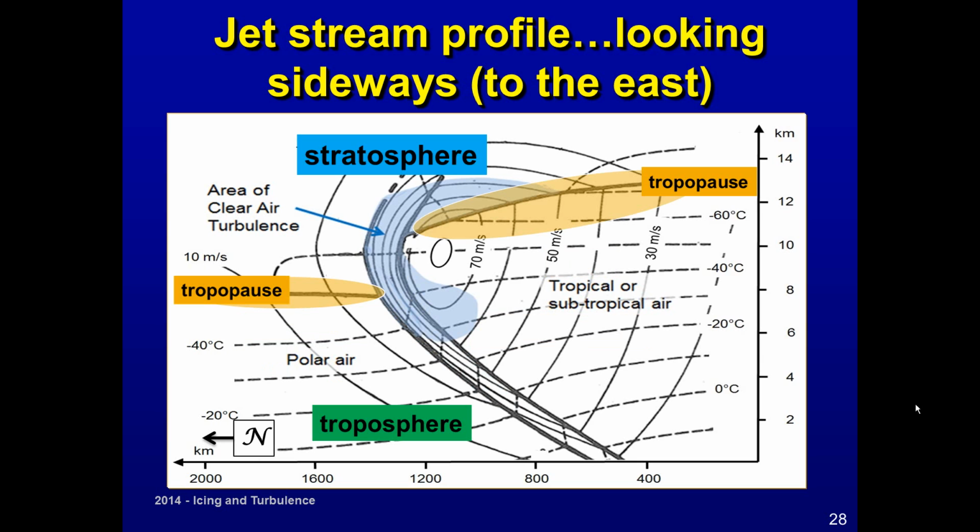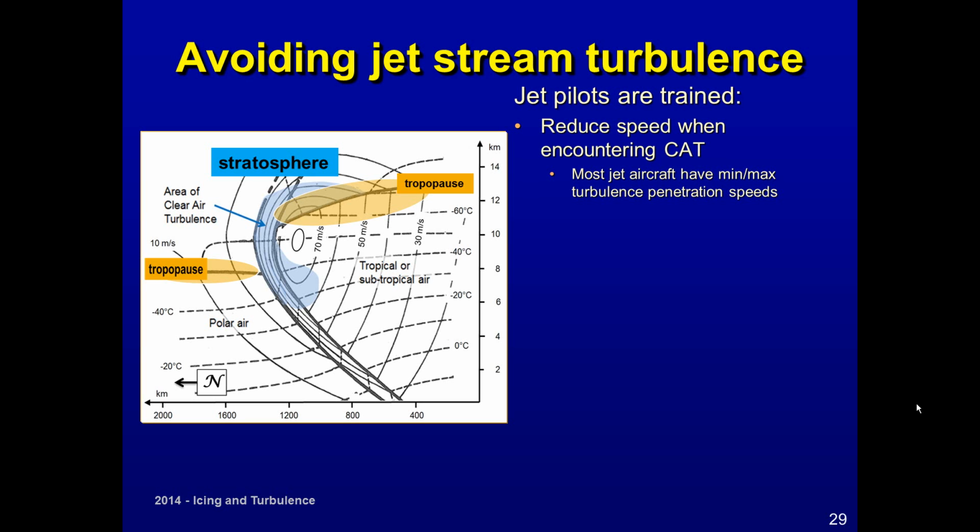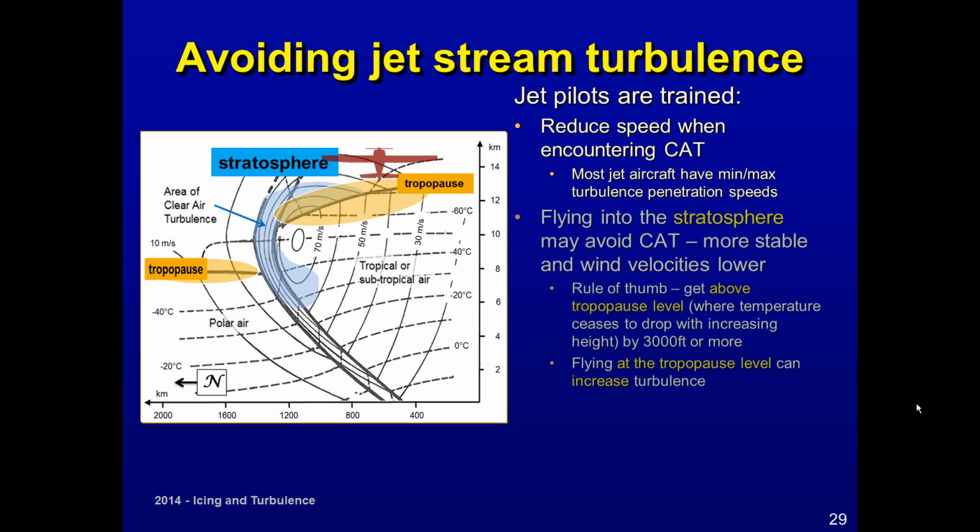For jet pilots, knowing the location of the tropopause and the stratosphere in this case can be helpful. The tropopause is the boundary between the troposphere, the lowest layer of atmosphere, and the next layer up, the stratosphere. Jet pilots are trained to reduce speed when encountering CAT, and that's because most jet aircraft have min-max turbulence penetration speeds. But also flying into the stratosphere may avoid clear air turbulence.